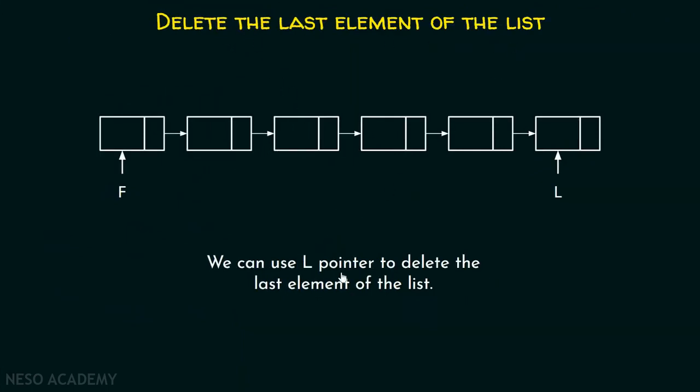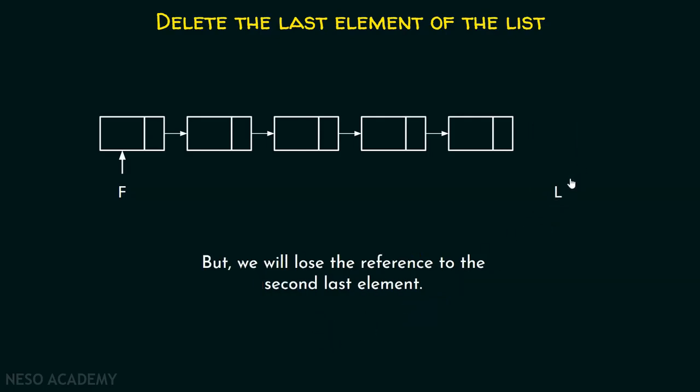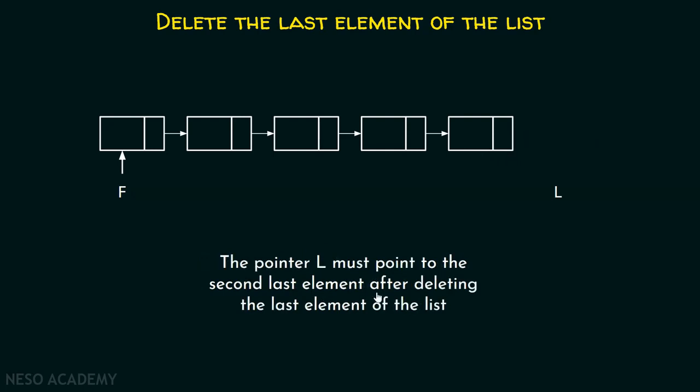We can definitely use the L pointer to delete the last element of the list, by just writing this line of code, that is free L. After deleting, obviously we will lose the reference to the second last element, because after deletion the L pointer is now pointing to nothing. Here it must point to the second last element of the list, but after deleting the last element, we lose the reference to it. The pointer L must point to the second last element after deleting the last element of the list.